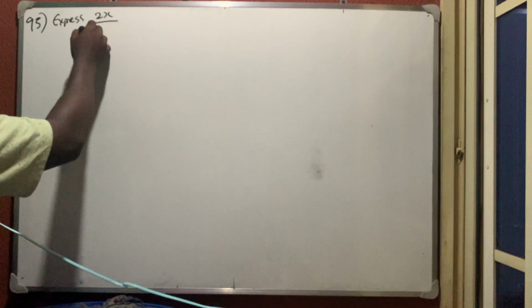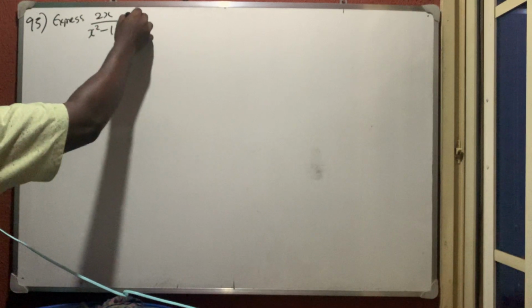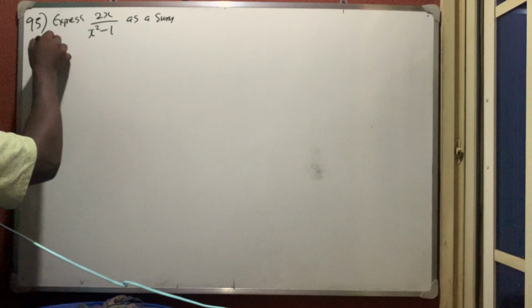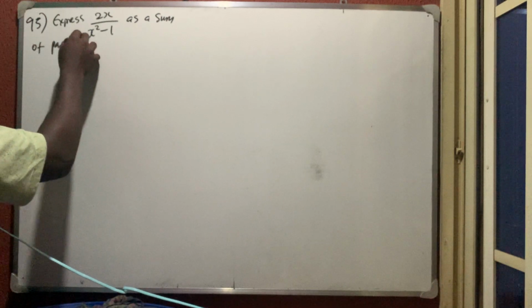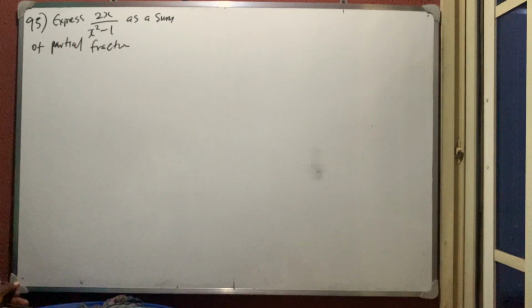Number 95. Number 95 said express 2x all over x squared minus 1 as a sum of partial fraction. Okay? As a sum of partial fraction.